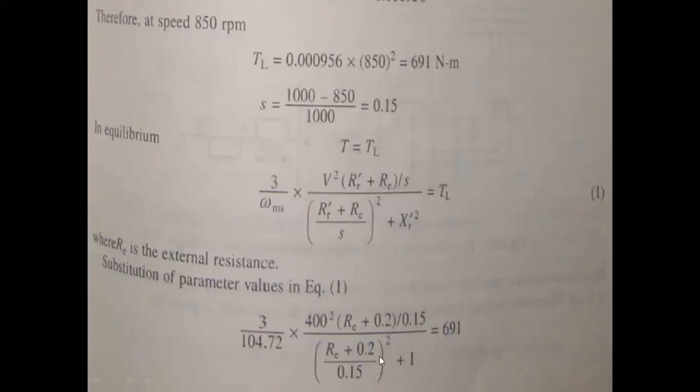RR dash is 0.2. S we got as 0.15, slip divided by RR dash, that is 0.2, and RE we don't know, we have to find that one. RE by S is 0.15 plus XR is 1. So in total you will get 691. TL is equal to 691. So from this we have to find simply RE.